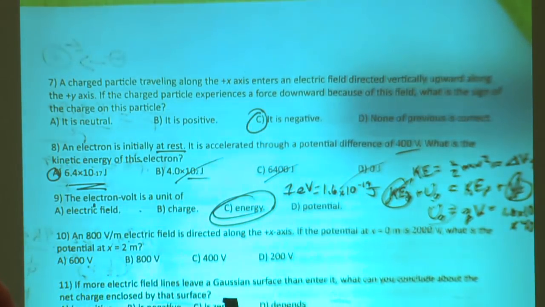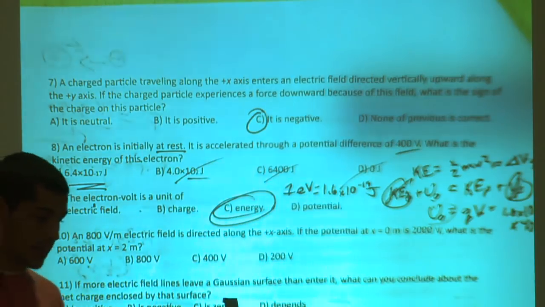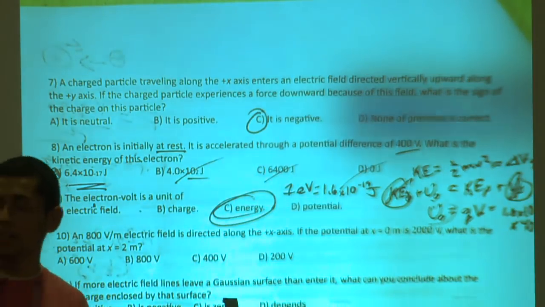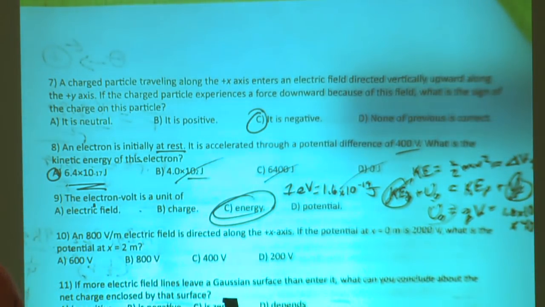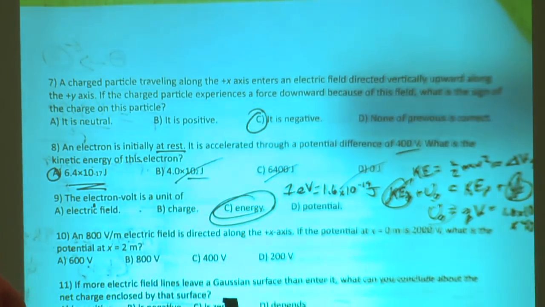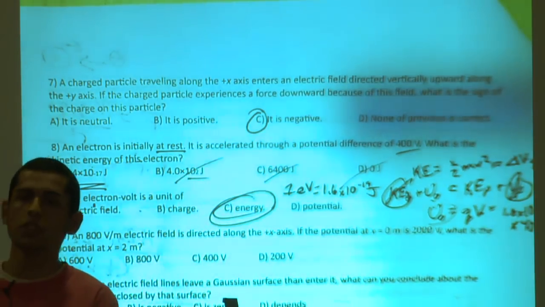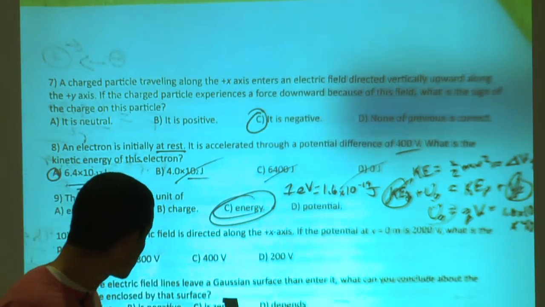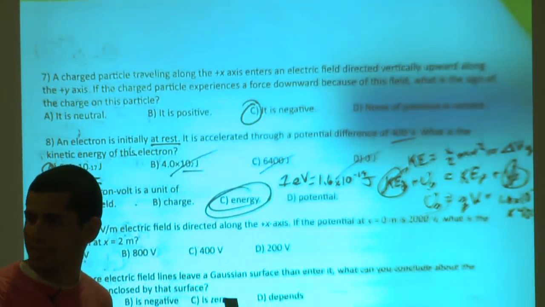Yes? I thought voltage was a measure of potential energy. It is voltage, our electric potential, but our electron volt is our electric potential times our electric charge, in coulombs. So it's electric potential multiplied by charge, not just electric potential exclusively. Good question though, thank you.